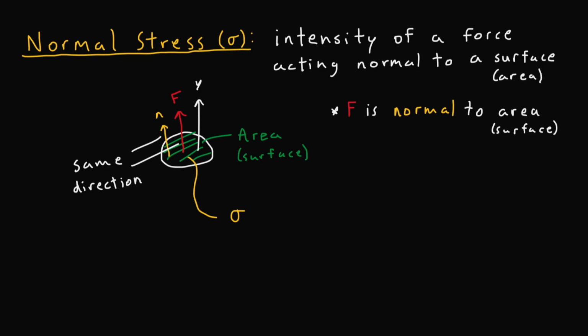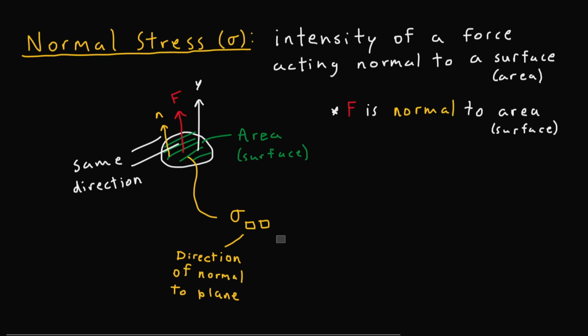And now normal stress, sigma, contains two indices in notation. And this first index represents the normal direction to the plane. And now this second index, which I'll go ahead and write in a different color here, it represents the direction of the internal force.